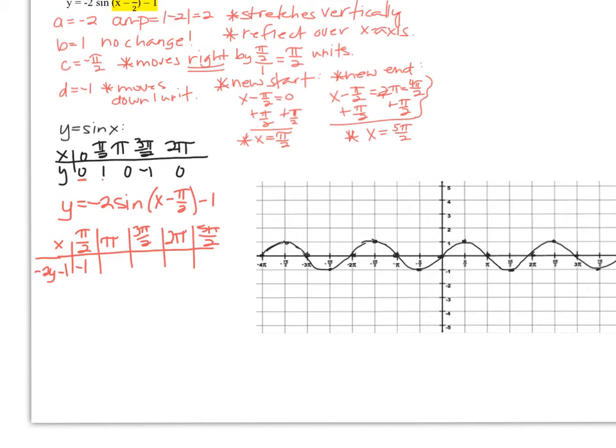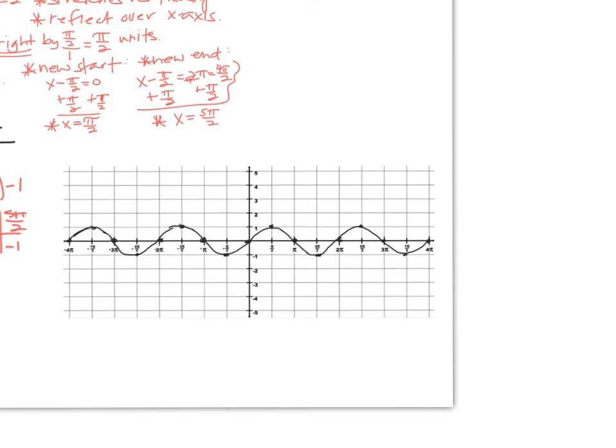The next output for our parent function was +1. But if we multiply +1 by -2, we get -2. And then if you subtract 1, you get -3. Back to 0, we'll move our graph back up to -1. When the output was originally -1, multiply that by -2, you get +2, and subtracting 1 gives +1. And then last but not least, when we're back at 0, we drop down to -1. Let's see what this is going to look like on our graph.